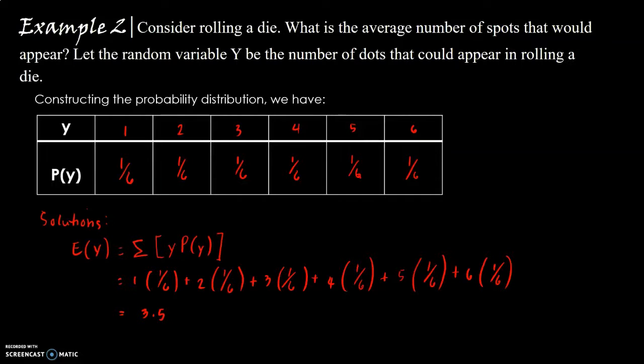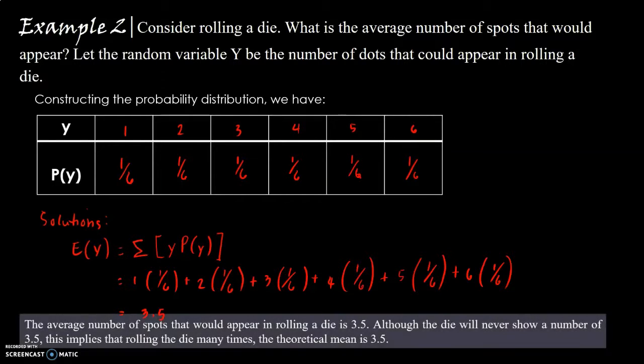So meaning to say that the average number of spots that would appear when we roll a die in the long run is 3.5. Although the die will never show a number of 3.5, this implies that rolling the die many times, the theoretical mean is 3.5.